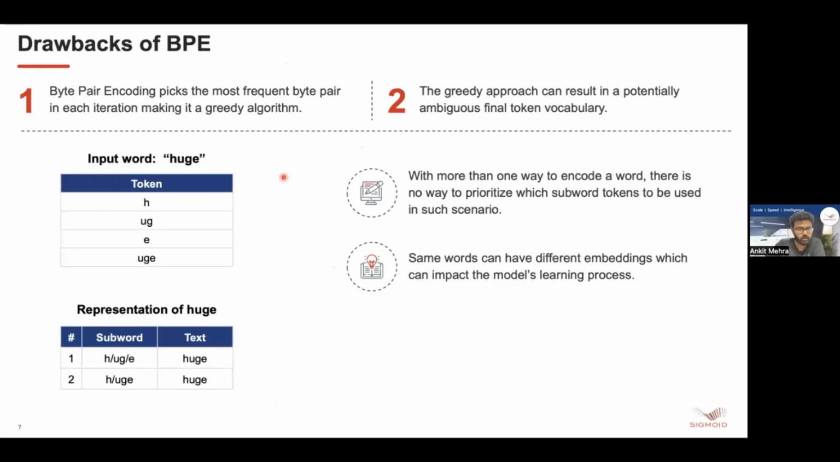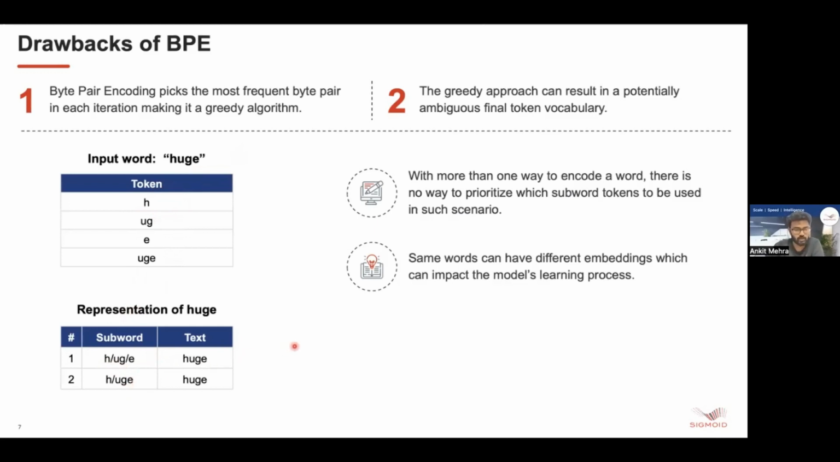As we saw in our last video, byte pair encoding picks the most frequent byte pair in each iteration, making it a greedy algorithm. The greedy approach can result in an ambiguous final token vocabulary. What I mean by that is, let's suppose we have an input word, huge. After implementing BPE, suppose this table shows the final vocabulary. If we try to recreate huge, there are two possible ways. One is H, UG and E, and the second one is H and UGE.